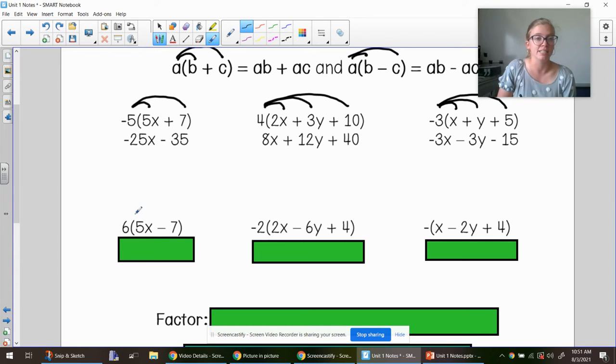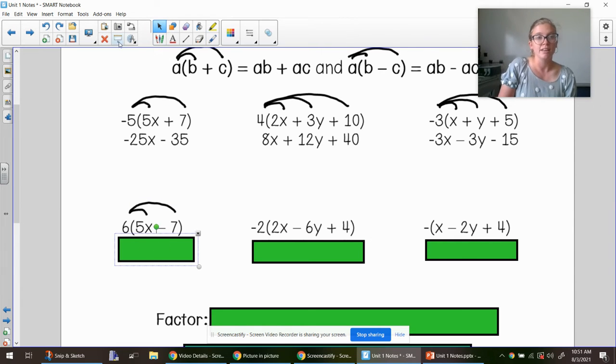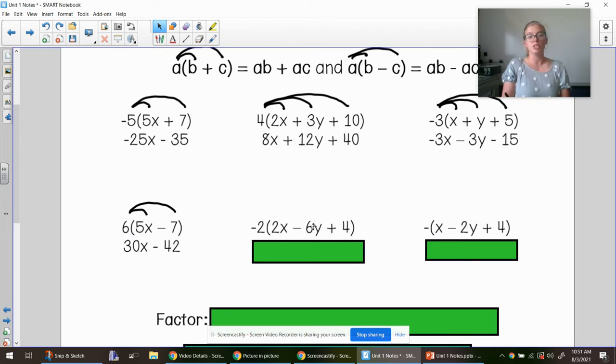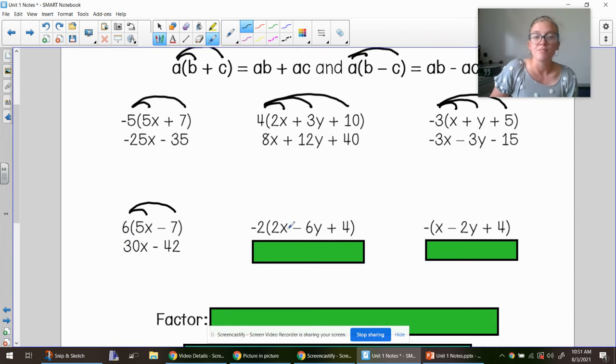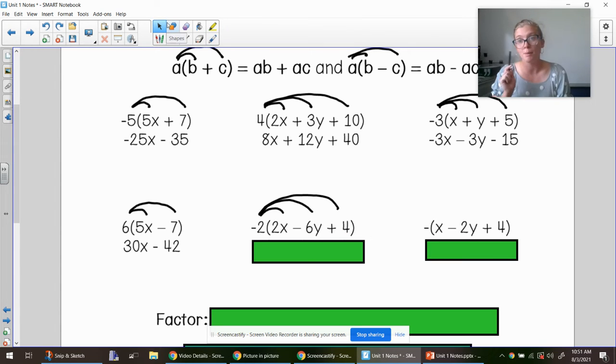Let's look at our final 3 examples. 6 times 5x minus 7. We're multiplying 6 times 5x and 6 times negative 7. That gives us 30x minus 42. Here we've got negative 2 times 2x minus 6y plus 4. I like this one because there's some negatives, some positives, and we're multiplying by a negative number. We have to remember all of our multiplication and division with negative number rules as we're doing this.